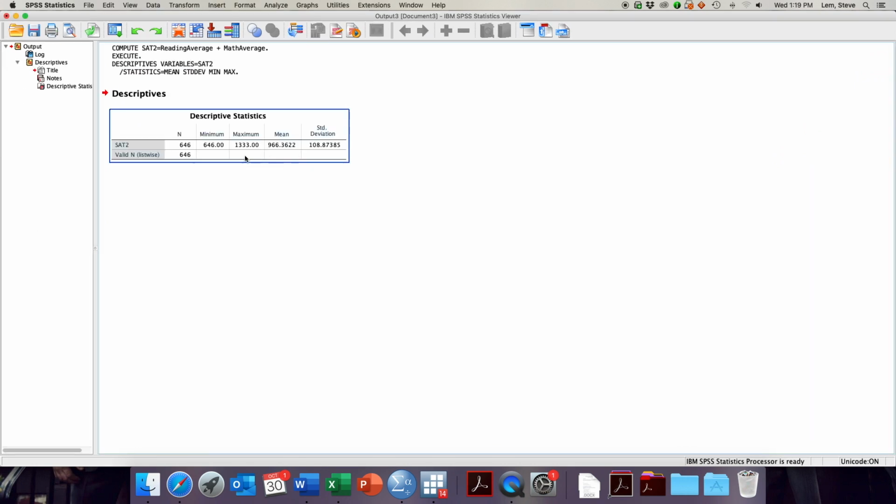So you can see here that when I do it, the minimum score for SAT combined, once again reading and math, is 646. The maximum average score for a school is 1333. Once again, you can see that the mean is 966. So the average of all schools' SAT scores, taking into account reading and math average, is 966 with a standard deviation of 108.9.